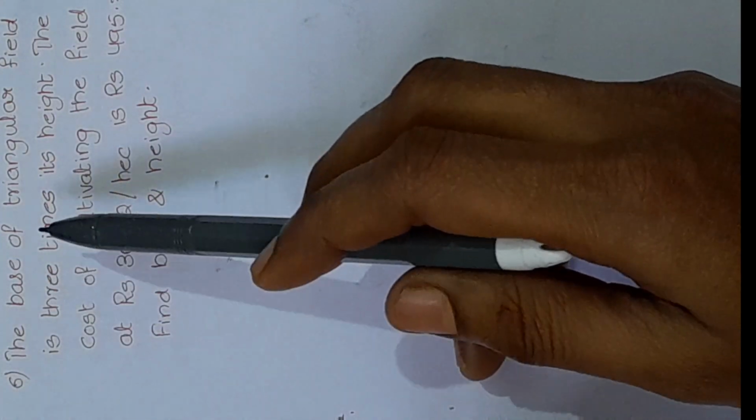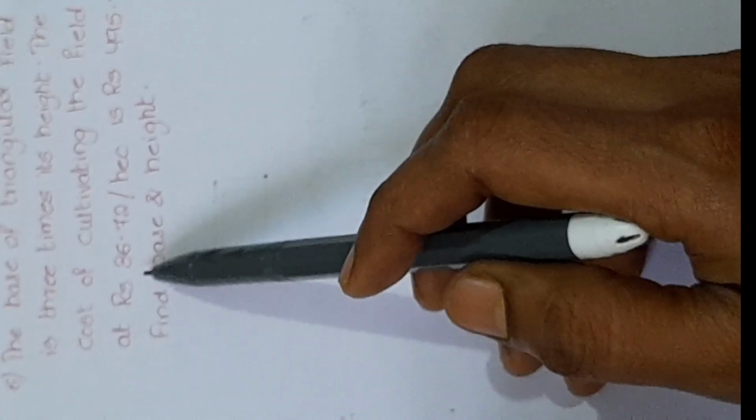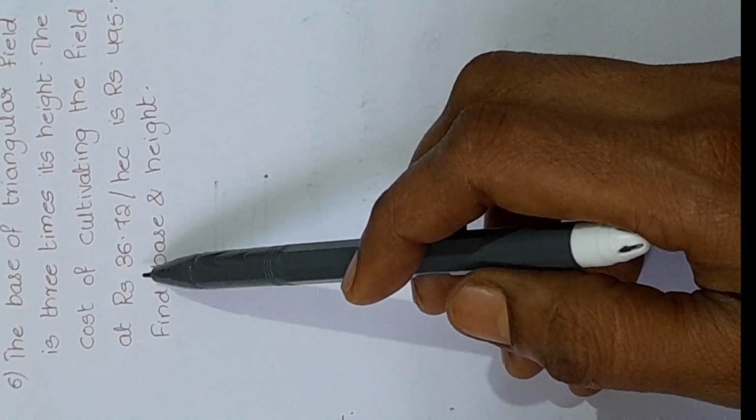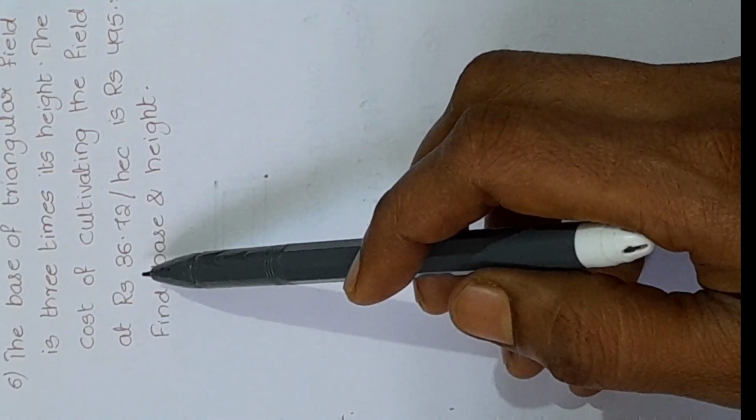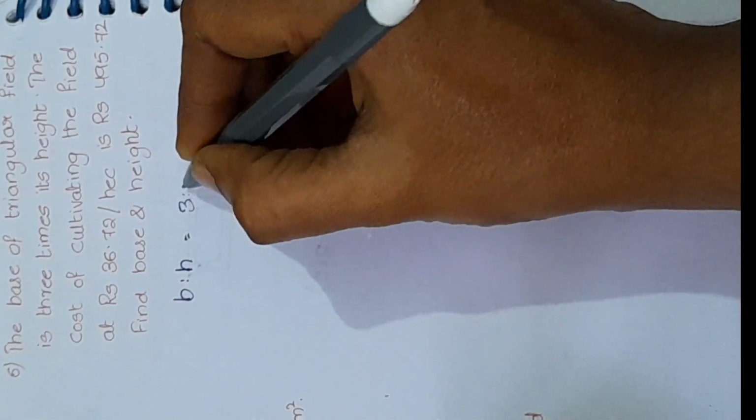Question number 6. The base of a triangular field is 3 times its height. The cost of cultivating the field at the rate of rupees 36.72 per hectare is rupees 495.72. Find the base and height of the triangle. From the question, the base and height ratio is 3:1.